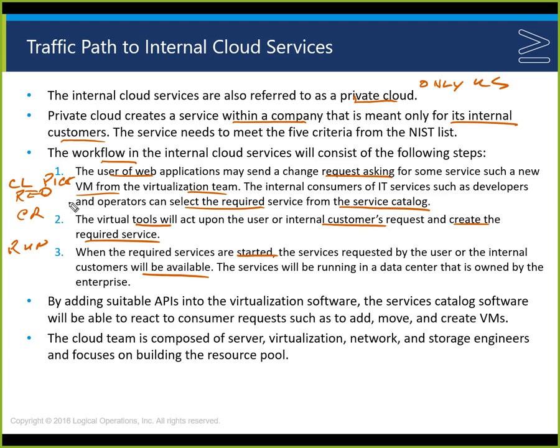We need to be able to do that without human interaction, so that we can go to a drop down, have an account, and they have our credit card on file. We pick what we want, they create it, send us the information, and we can run it. The internal users may have a service catalog internally to do that. By adding APIs, application program interfaces, the services catalog will be able to handle consumers' requests such as add, remove, and create VMs. Kind of the same thing that we've been seeing through this particular slide here.